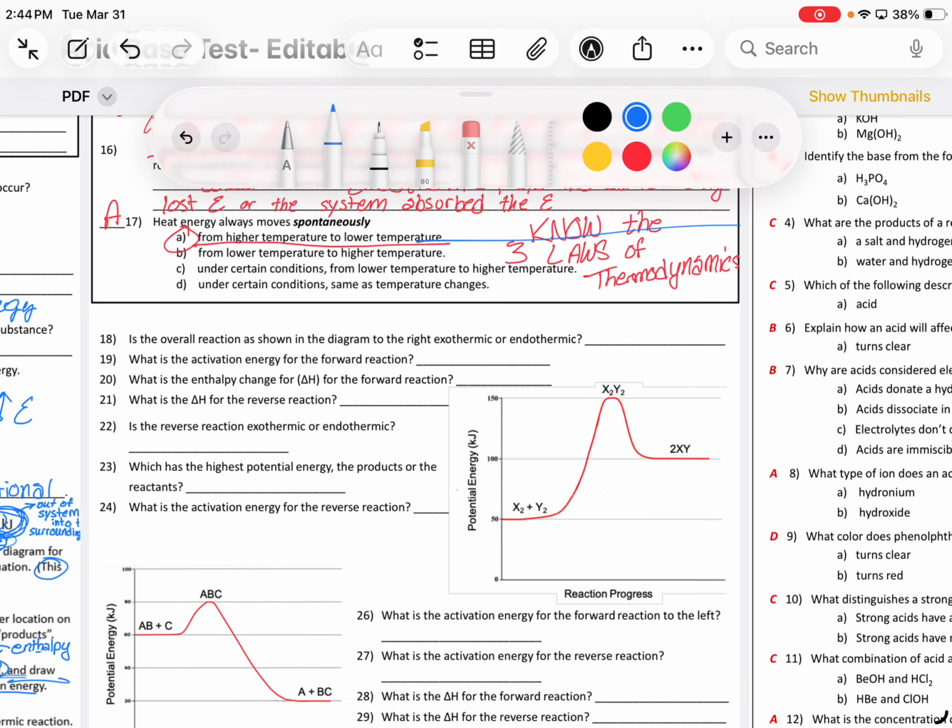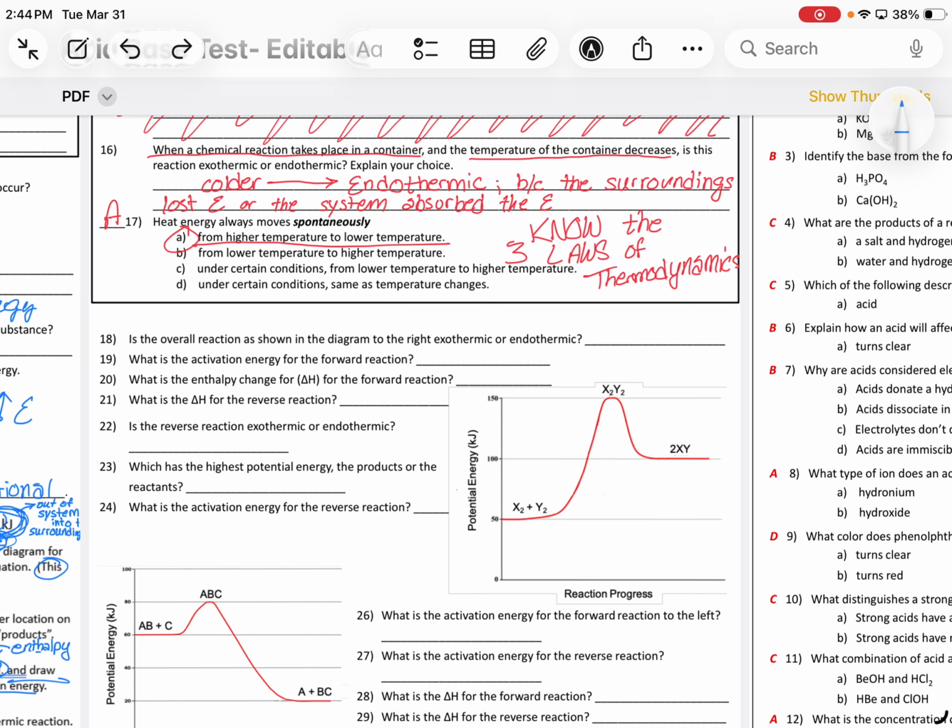Is the overall reaction, as shown in the diagram on the right, exothermic or endothermic? We start with this much energy, 50 kilojoules. We end with 100. Did we gain or lose energy? We gained, so it's endothermic. We absorbed energy, endothermic.